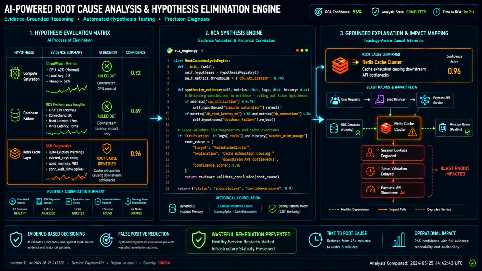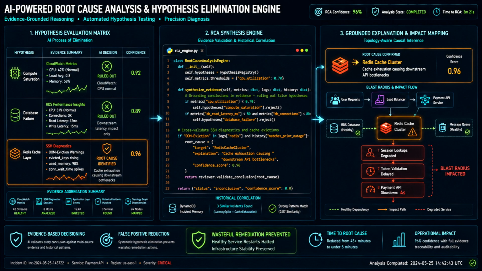With evidence collected, the system begins root cause analysis. CloudWatch metrics show CPU remains normal, ruling out compute saturation. Database latency is elevated but only after API latency rises, suggesting downstream impact rather than primary cause. SSH Diagnostics reveal growing connection wait times in Redis. Logs show repeated cache misses and eviction warnings. The retriever finds historical incidents matching this pattern. The reviewer cross-validates evidence and confirms strong correlation with cache exhaustion.